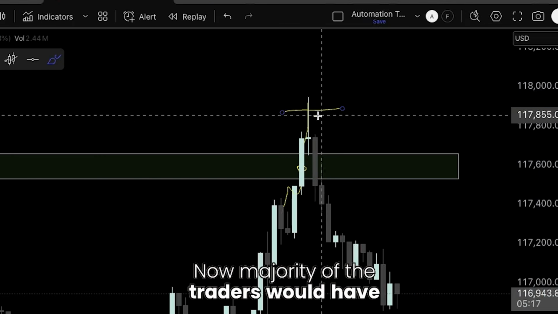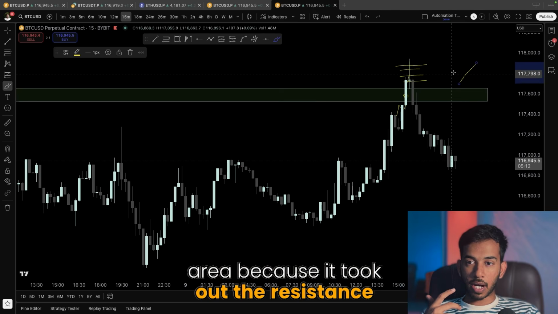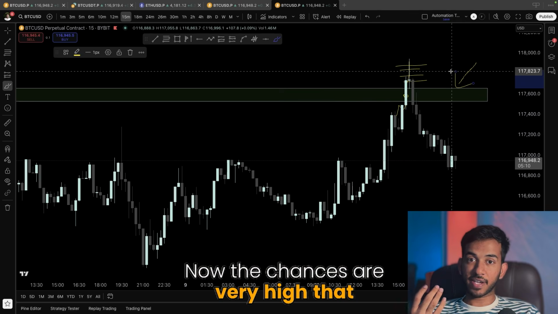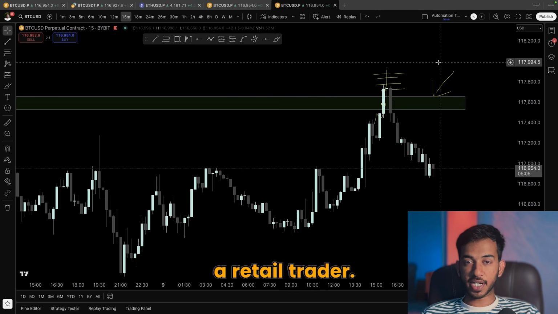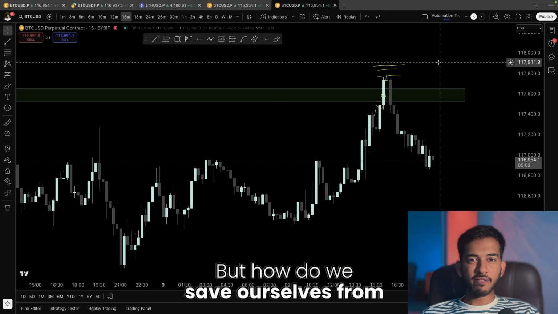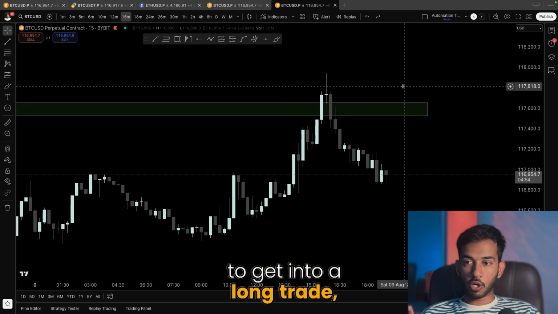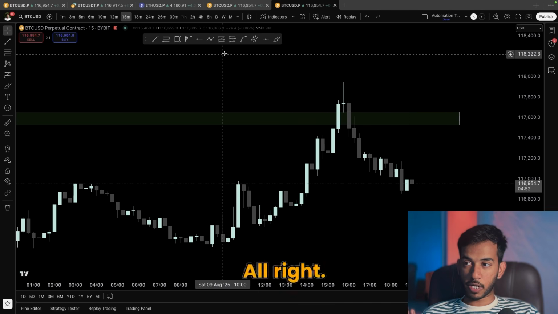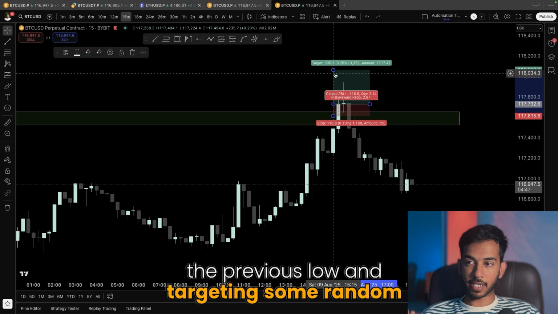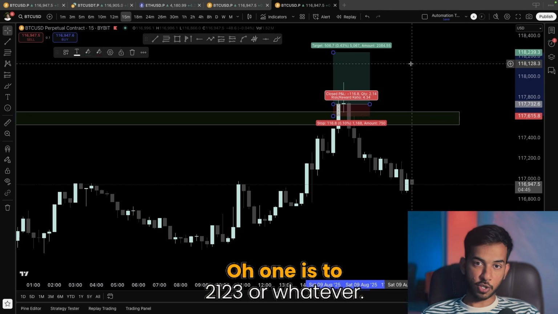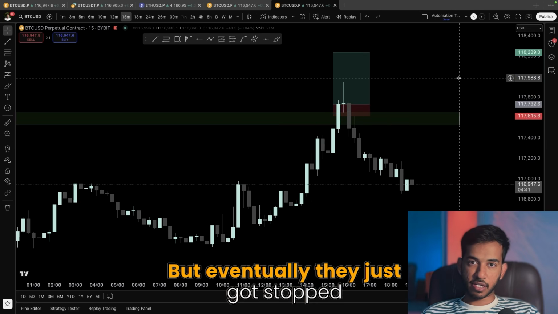Now majority of the traders would have literally started buying just above the resistance area because it took out the resistance level. Now the chances are very high that the market will keep on pumping, right? That is the basic sentiment of a retail trader. But how do we save ourselves from getting trapped? I mean, there were enough chances for us to get into a long trade and probably it might have played out. Traders would have placed their SL below the previous low and targeted some random highs, or 1:2, 1:3 or whatever. That is something which they would have done, but eventually they just got stopped out.